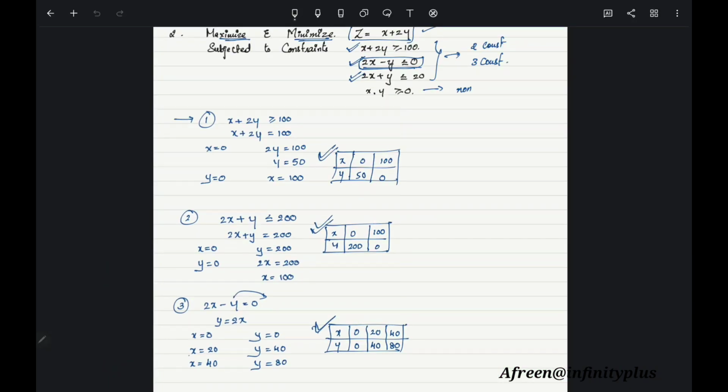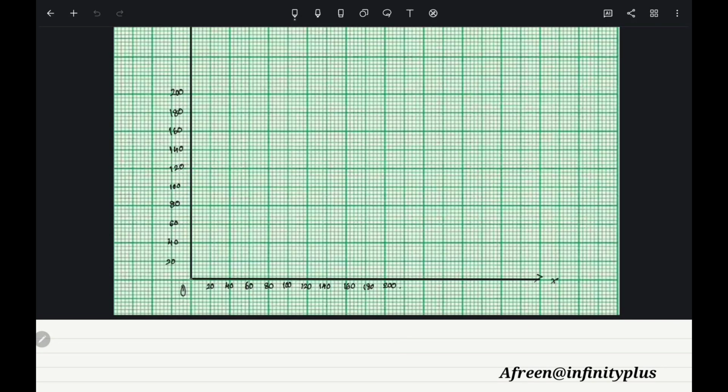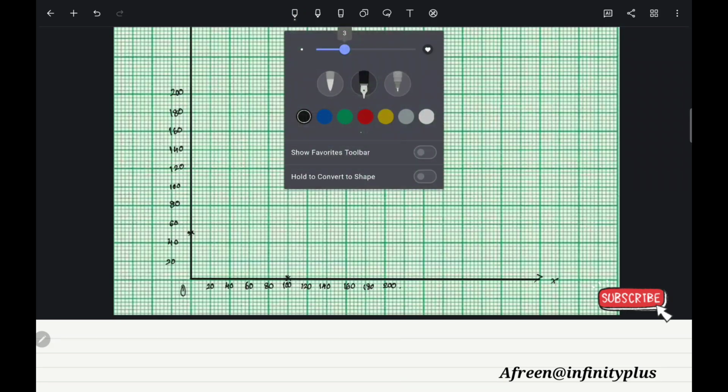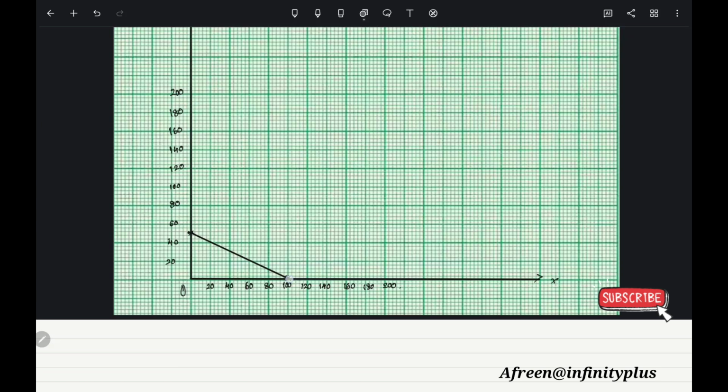So the first one we will be having is x plus 2y greater than or equal to 100. So this table we have to mark on a graph. The first points are (0, 50) and (100, 0). For (0, 50) we will be having 0 on the x axis and 50 on the y axis. So 50 will be between 40 and 60. The next point we will be having is (100, 0), which is this one. So next let's join these 2 points in order to get the graph. So this is the graph for the line x plus 2y greater than or equal to 100.